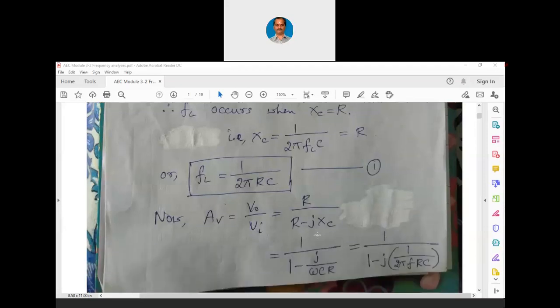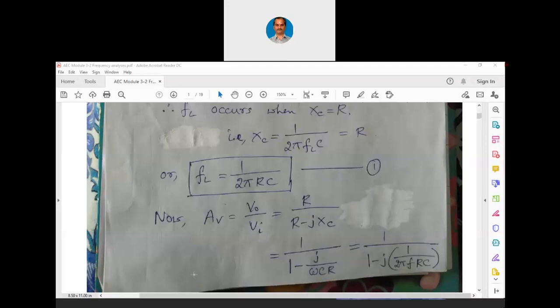So, we can rewrite it as 1 by 1 minus J by omega C into R. Okay. So, this R we can bring it down. This becomes 1 and 1. Here again we have XC, and we can bring the R down. We have J by omega C R.